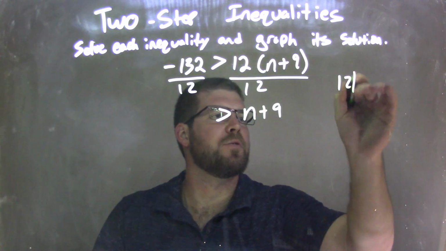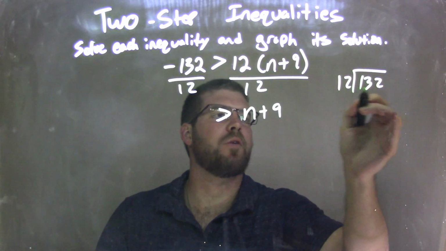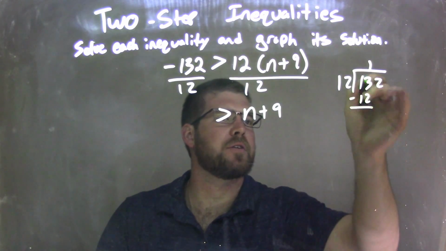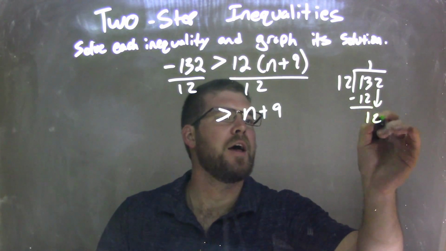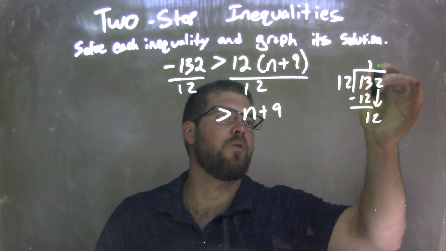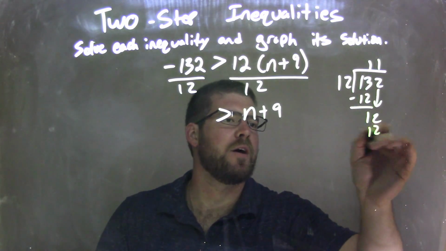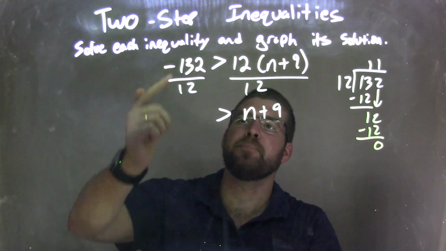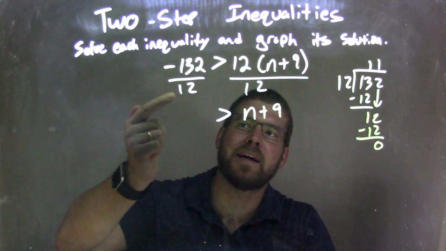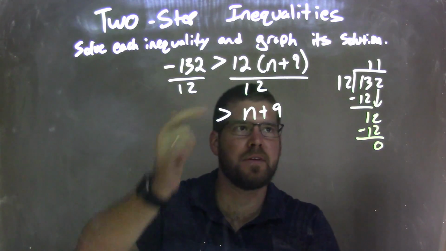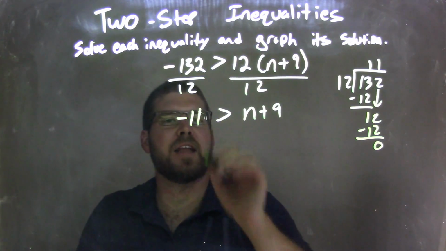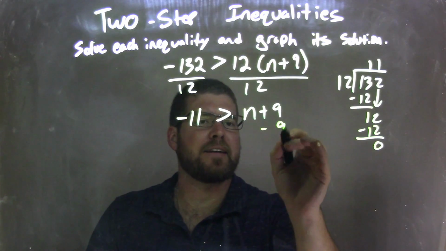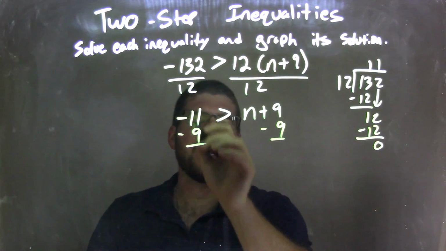So 12 goes into 13 one time, and 1 times 12 is 12. We subtract them, 13 minus 12 is 1, bring down the 2, and pretty simple at this point. 12 goes into 12 one time, 1 times 12 is 12, subtract them, good to go. And so now we have 11 as our answer here. Now, negative 132 divided by 12, a negative divided by a positive is a negative, and so we have a negative 11 right there.